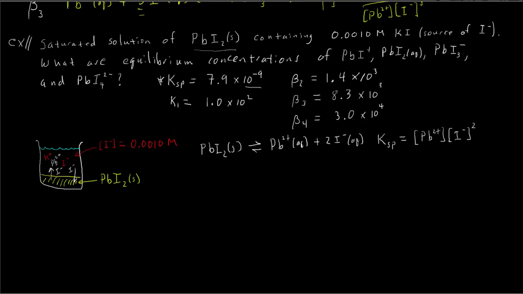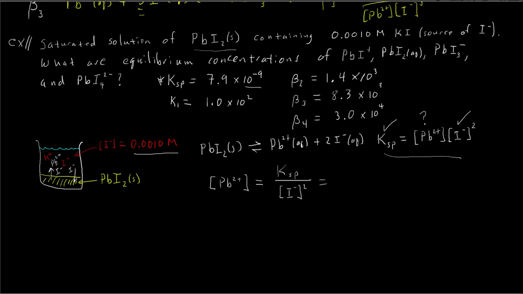So first, we're going to start off with this KSP problem. So let's think about what we know. We know the KSP value, right? And we know the I minus value because it's fixed at this number. So we can use that to solve for the unknown lead concentration. So just doing a little bit of algebra here, the equilibrium lead concentration, and there's only one equilibrium lead concentration in our solution, right? It gets controlled by this equilibrium of the lead 2 iodide dissolving. So that's going to be equal to the KSP value divided by the I minus concentration squared.